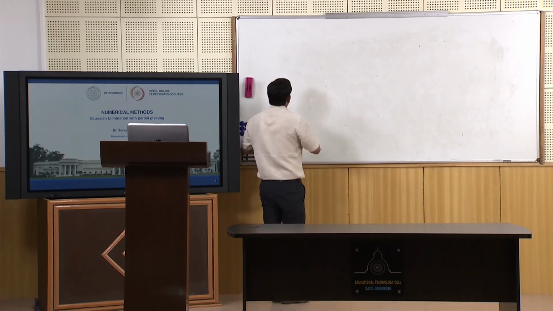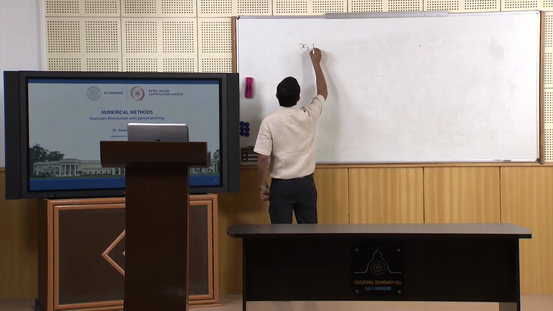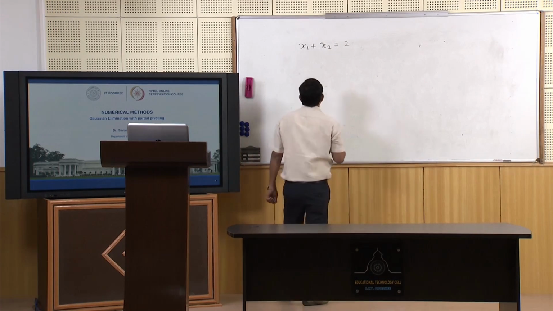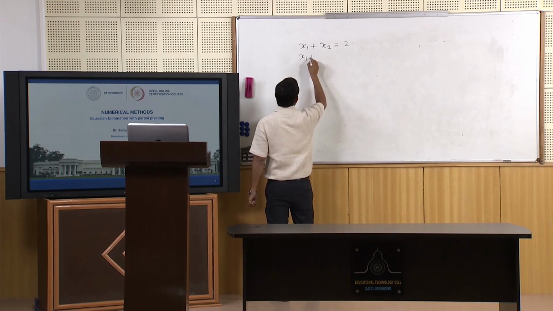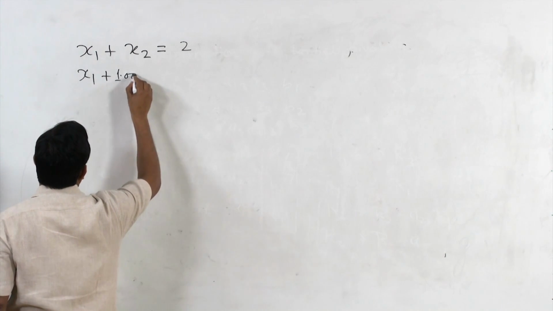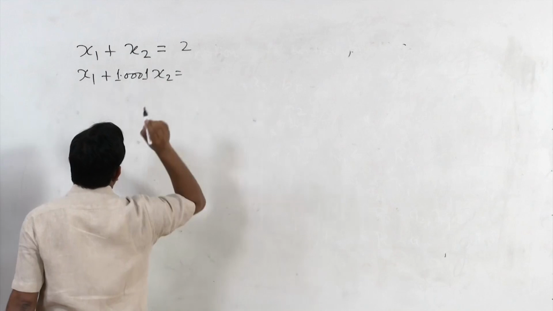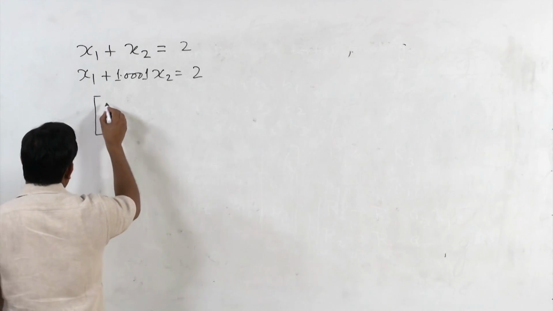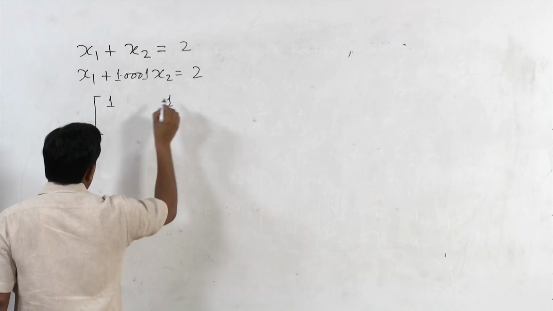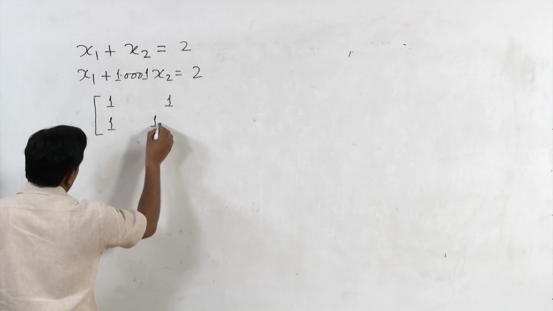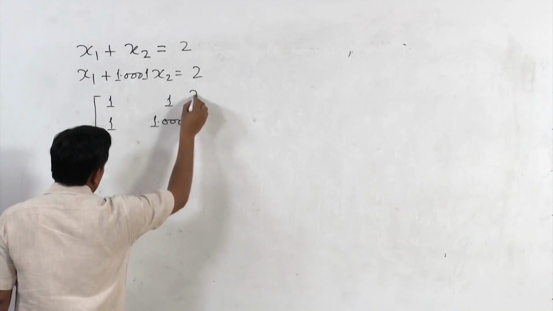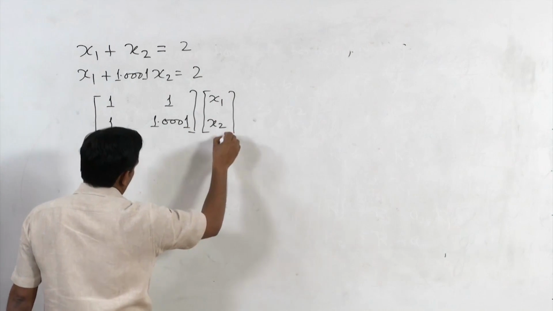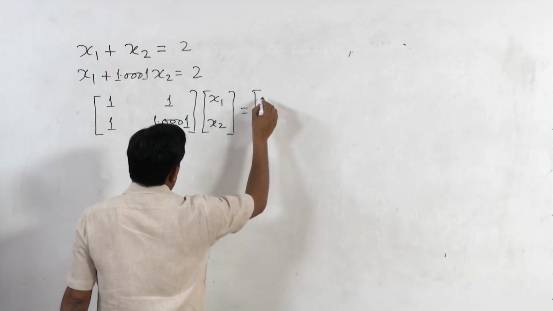So, let us take the first equation as x1 plus x2 equals 2 and the second equation as x1 plus 1.001 x2 equals 2. In matrix form, I can write the coefficient matrix as 1, 1, 1, 1.001, into the unknown vector x1 and x2, and the right hand side vector is 2, 2.